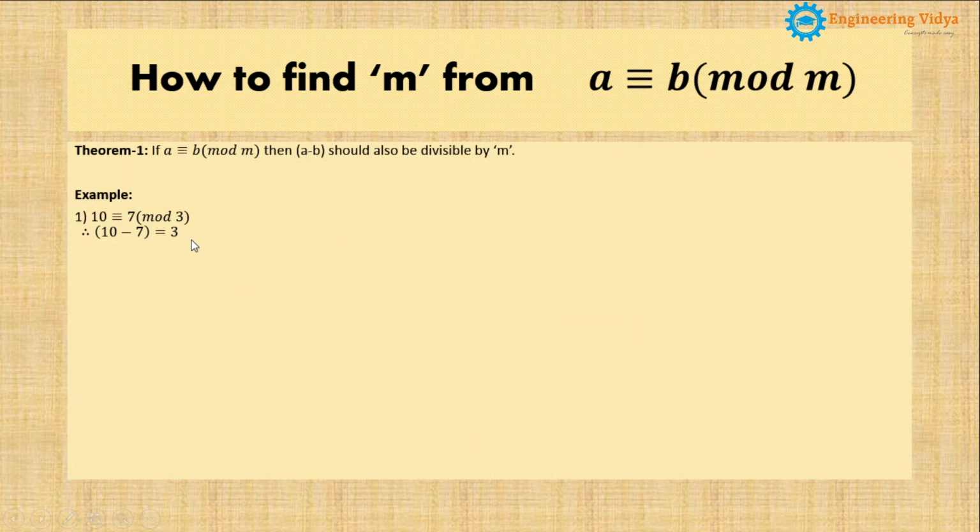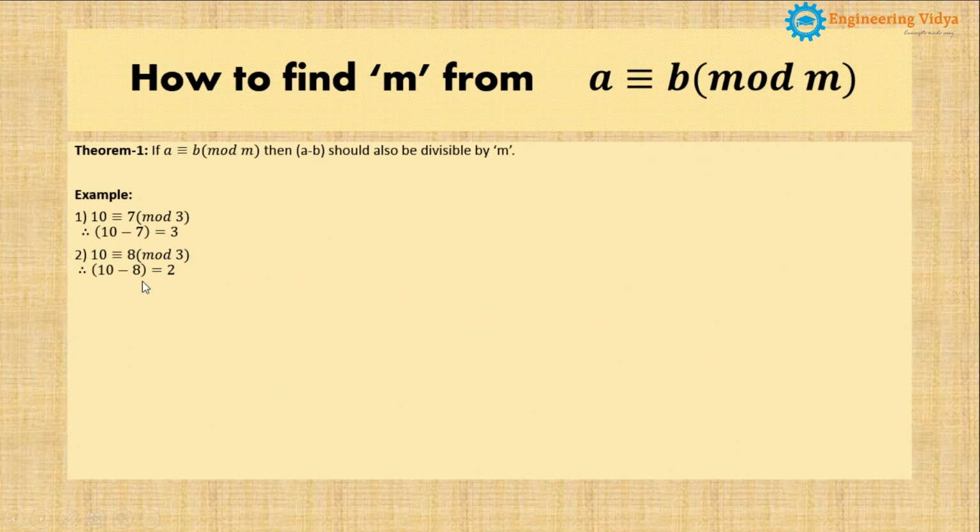Now let's check another case. Suppose we have 10 congruent to 8 mod 3. Check whether the theorem works in this case or not. Here a minus b is 2, because a is 10 and b is 8, and 10 minus 8 is 2. Now I'll check whether this 2 is divisible by m. Here m is 3, so 2 cannot be divided by 3. So this theorem does not work here.